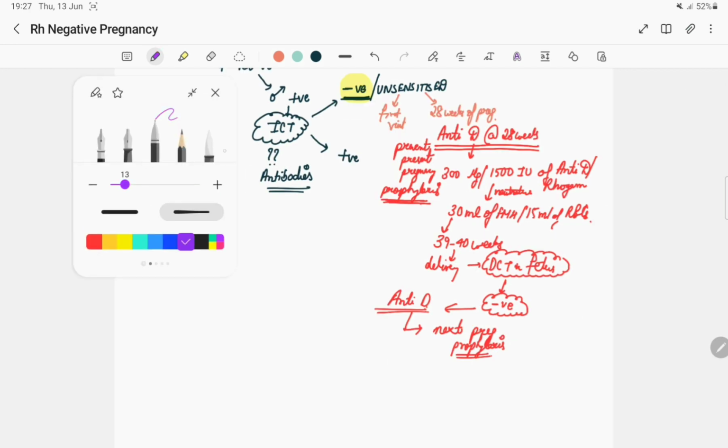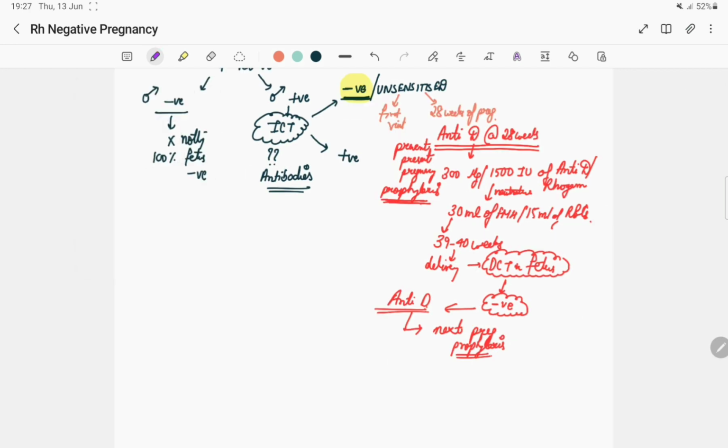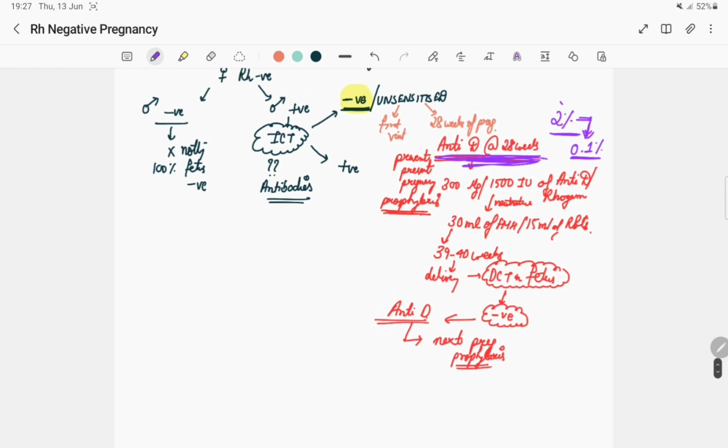It is quoted in Williams Obstetrics that provision of anti-D immunoglobulin at 28 weeks of gestation will reduce the third trimester alloimmunization rate from approximately 2% to 0.1%. So you see the reduction in third trimester alloimmunization is so much. That is why we prefer giving anti-D at 28 weeks. Now, this is the part where the ICT is negative, that woman is not yet sensitized. But in a scenario when the woman is ICT positive, which means she is a sensitized woman, we'll see what to do next.